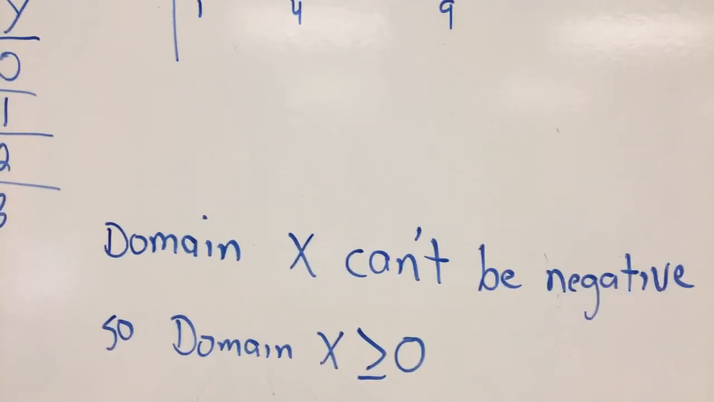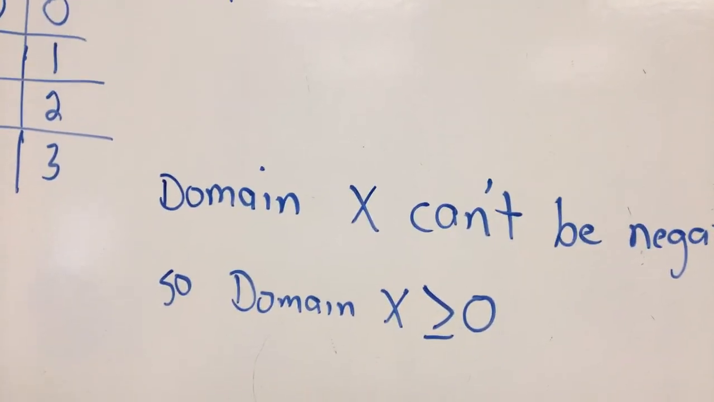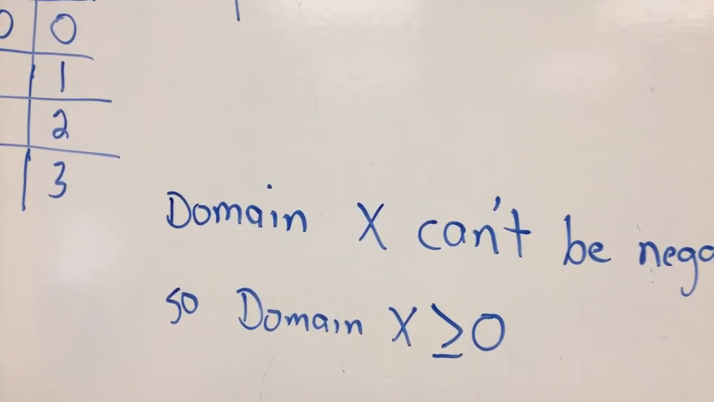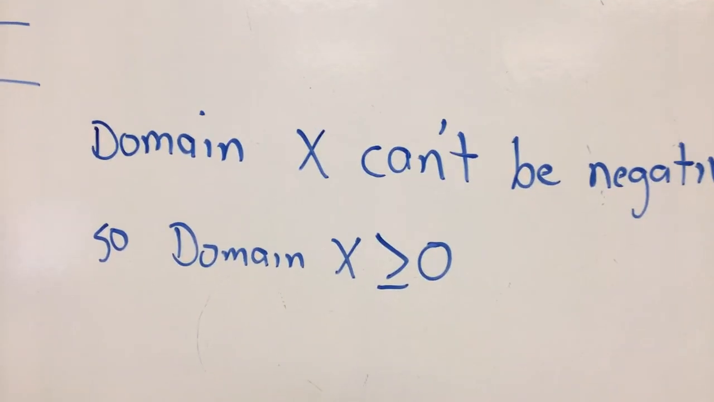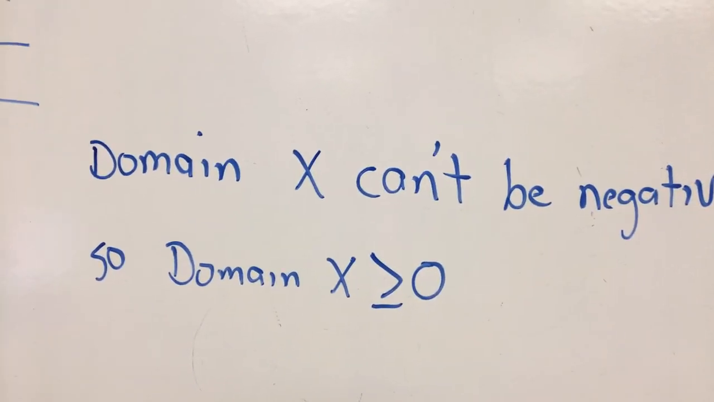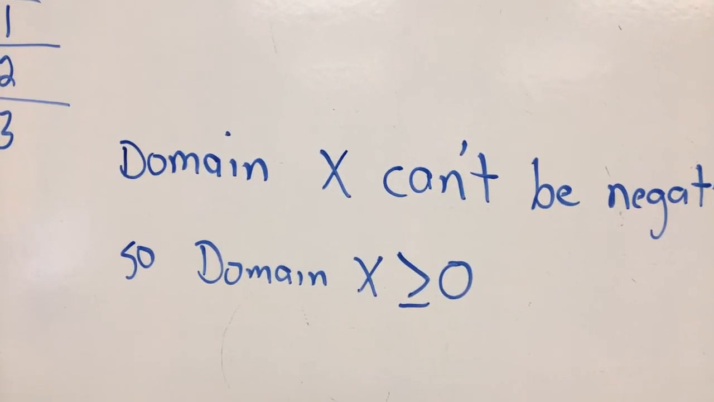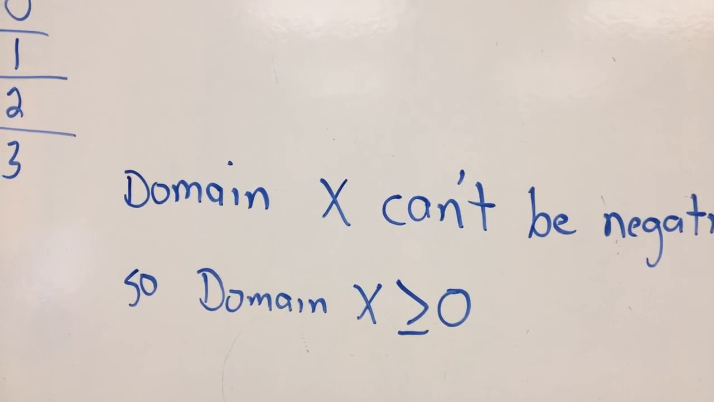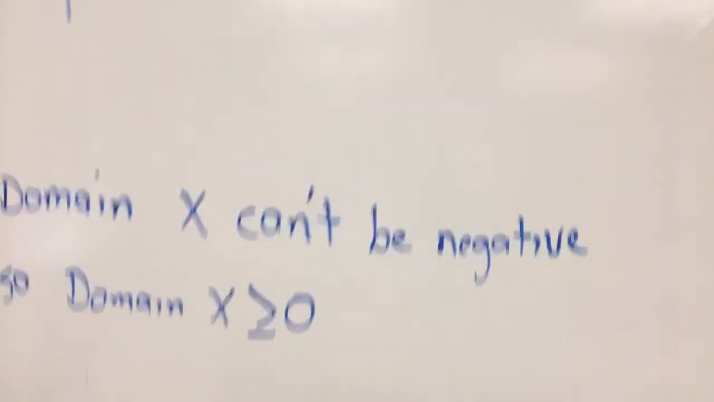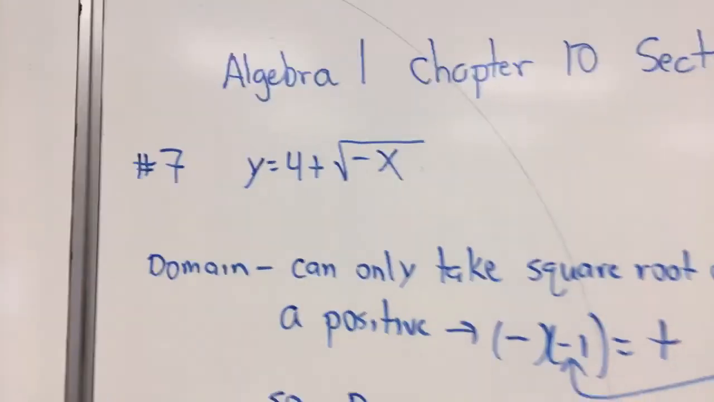All right. So when they talk about the domain of this, x can't be negative. In other words, the domain of the parent is that x has to be greater than or equal to 0. Take what's underneath the radical, and it has to be greater than or equal to 0, okay? So let's take an example here. Let's go to number 7, and we'll apply that concept.